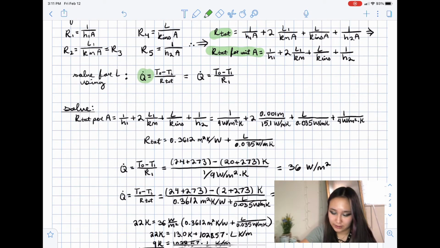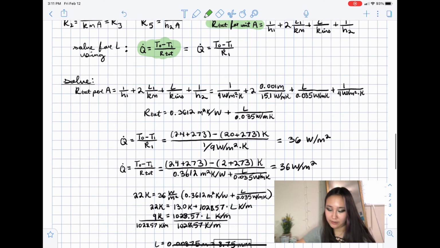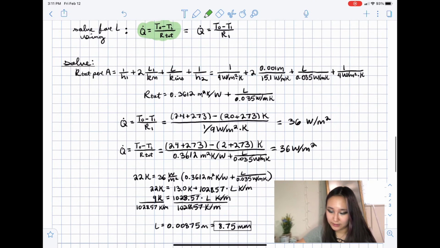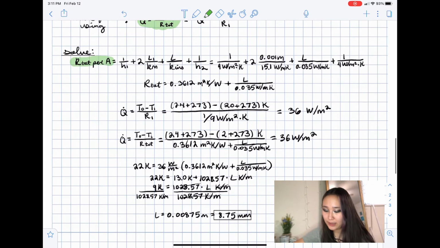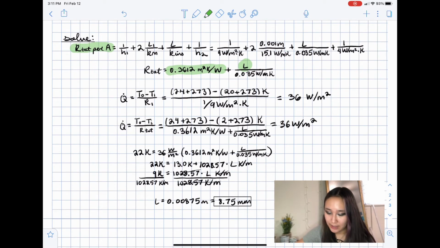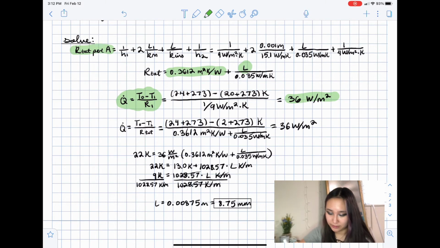So then you have the rate of heat with that equation there. And so yeah, from there I just solved for R total per area, and I got this value here after plugging in all of our knowns. And you still have the thickness as an unknown variable there. And then you go to the heat rate equation and plug in your knowns as well, and I got 36 watts per meter squared.